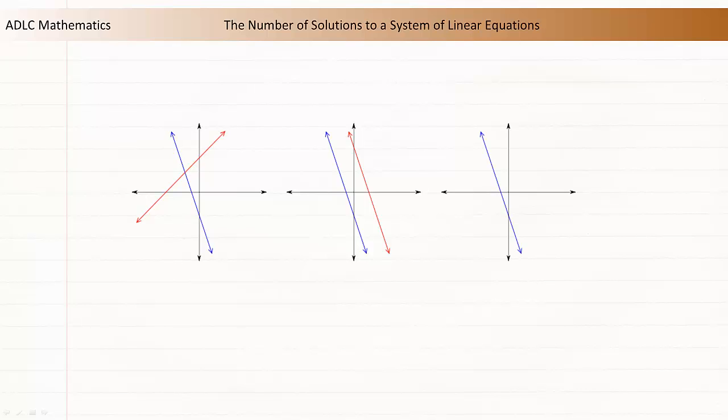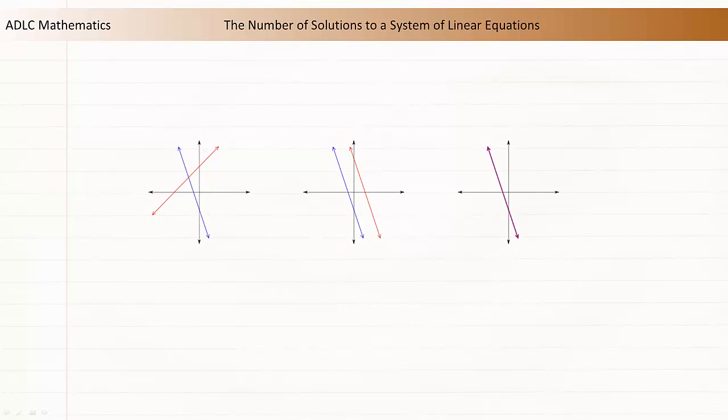The third possibility is that the two lines represented by the system are the same line. These lines are said to be coincident. Each point on one line also lies on the second line, so any point on the line is a solution to the system. This type of system has an infinite number of solutions. Let's put these aside and look at some examples.